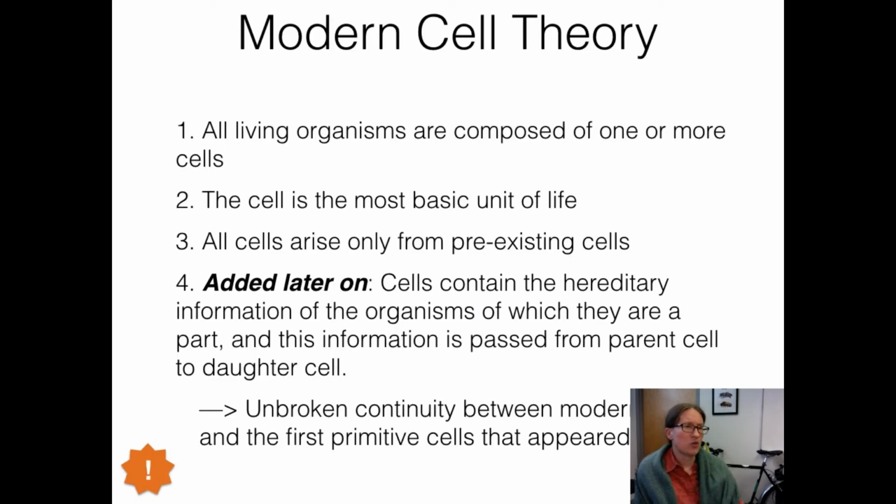So that now brings us to the modern version of cell theory. The first three points are the same, but there's now a fourth point added. This fourth point is that cells contain the hereditary information of the organisms of which they are a part, and this information is passed from parent cell to daughter cell. And the amazing thing about this last point is that it means that there is unbroken continuity between the modern cells in the world around us today and those very first primitive cells that appeared on Earth. And that is pretty amazing.